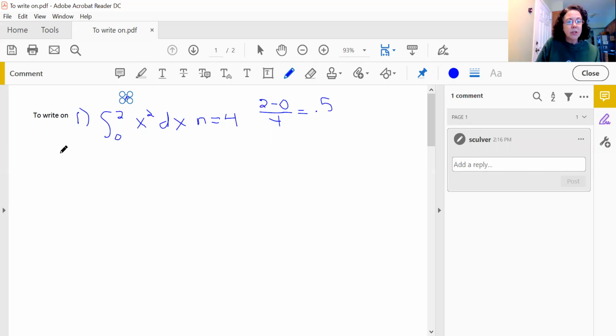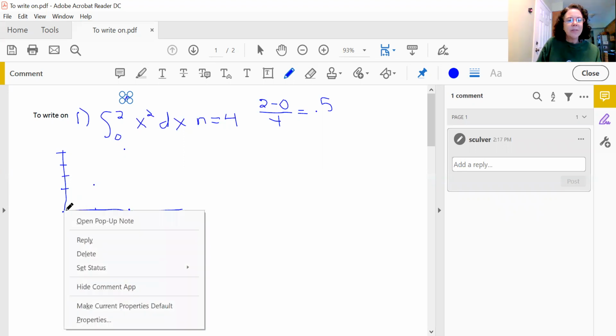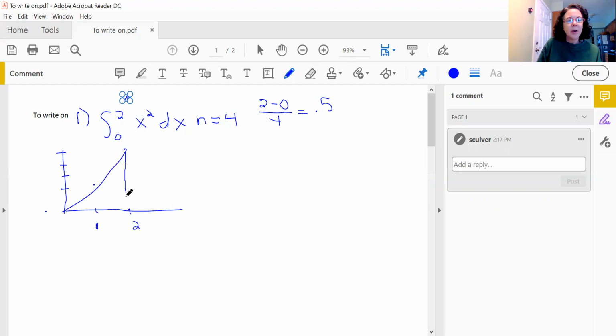If we drew ourselves a picture of this, from 0 to 2, here's 0, 1, and 2. Notice we'll go up to 4, right? So let's just go ahead and draw a picture of this. From 0, let's find the values of the function. At 0, we have 0. At 1, we have 1. And at 2, we have 4. So we know what that obviously looks like right there. And we're breaking this into 4 trapezoids, right?